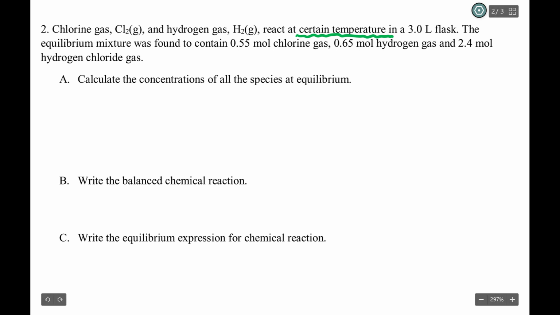Something I noticed that's drastically different is they've given me the volume of a container. Now, because these reaction calculations are based on concentration, I'm going to have to calculate the concentration of chlorine and hydrogen gas as well as hydrogen chloride gas because they've only given me the number of moles. So this one says the equilibrium mixture, so I am at equilibrium, was found to contain 0.55 moles of chlorine gas, 0.65 moles of hydrogen gas, and 2.4 moles of hydrogen chloride gas.